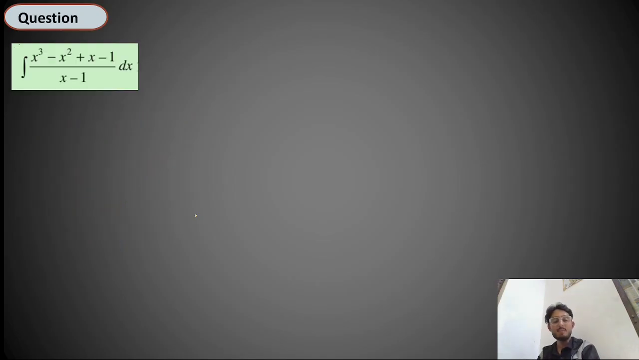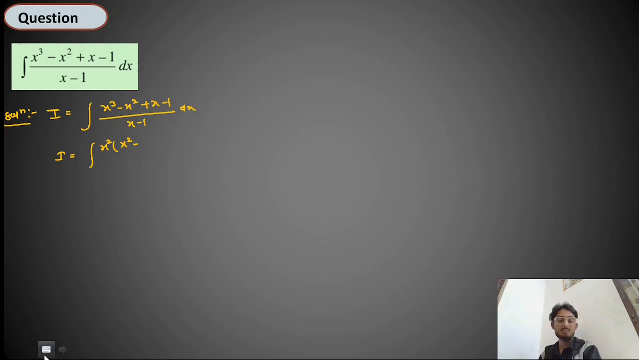This question is given as (x cube − x square + x − 1) upon (x − 1). Solution. First of all, you write I equals the integral of (x cube − x square + x − 1) in the numerator, and in the denominator you write x − 1, dx. You can take common in x cube and minus x square. Here x is a common term between x cube and x square. When you divide x cube by x, you get x square. Minus, when you divide x square by x, you get x.